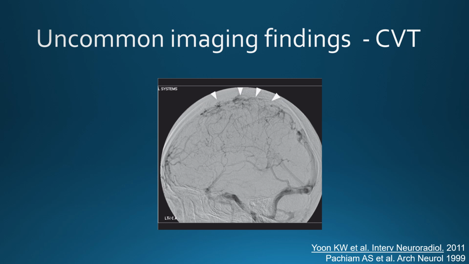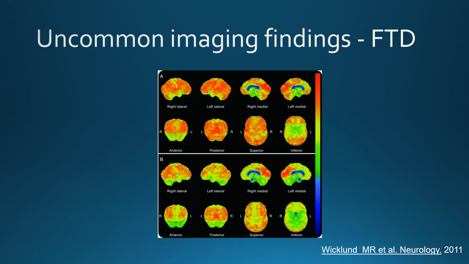One may believe the superior sagittal venous thrombosis causes raised intracranial pressure, but this is a consequence of low intracranial pressure. And this can even affect the cerebral perfusion.